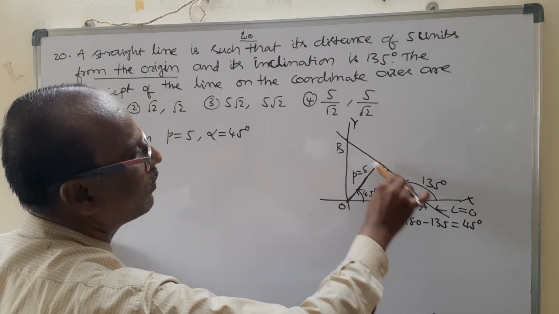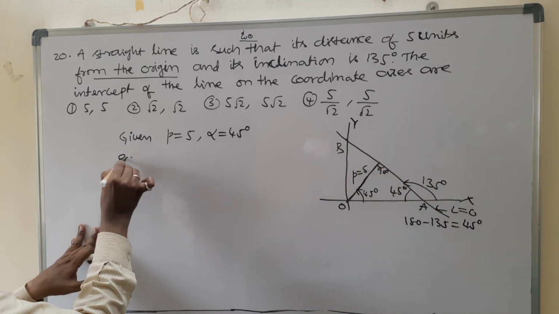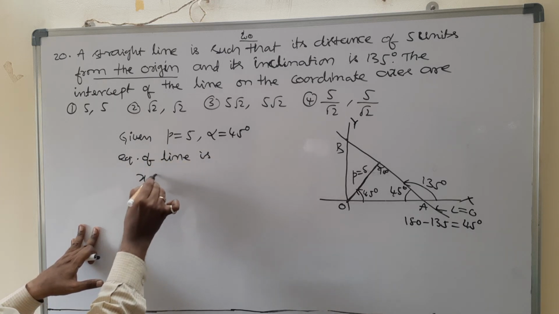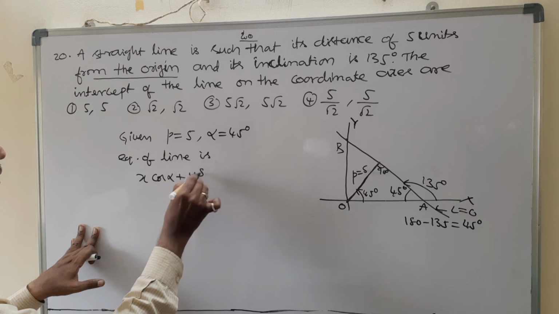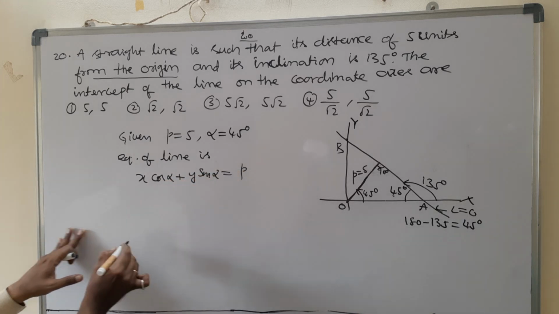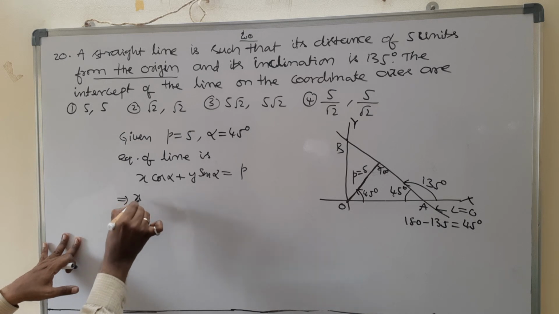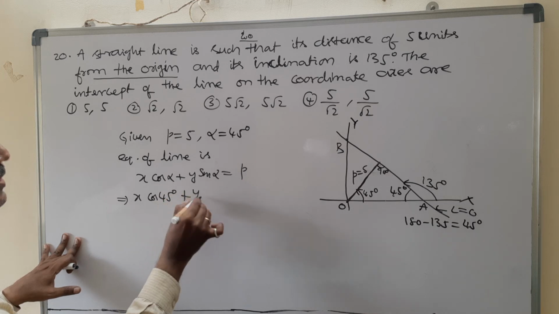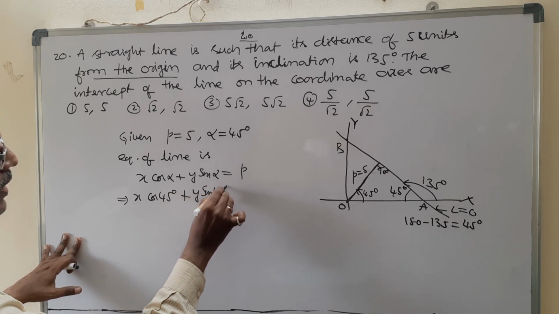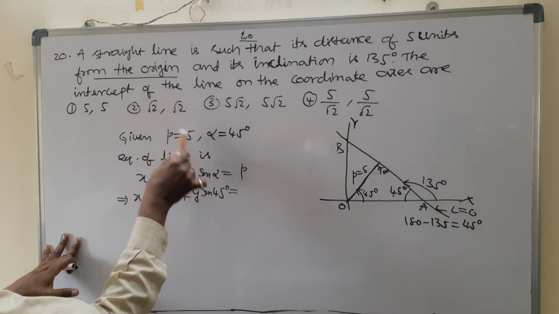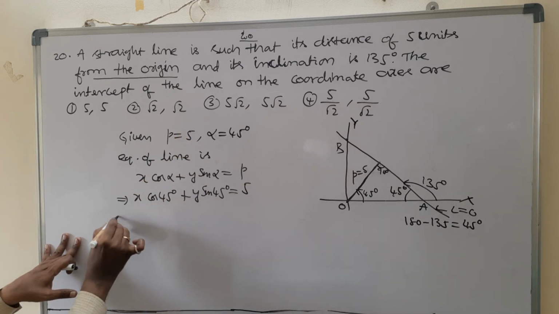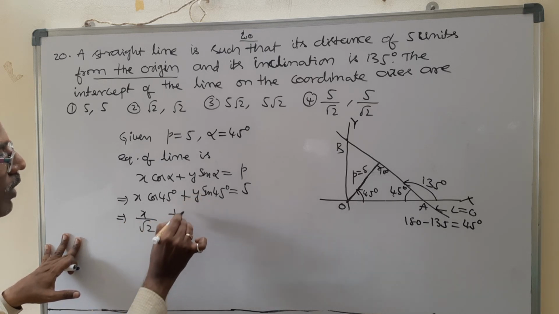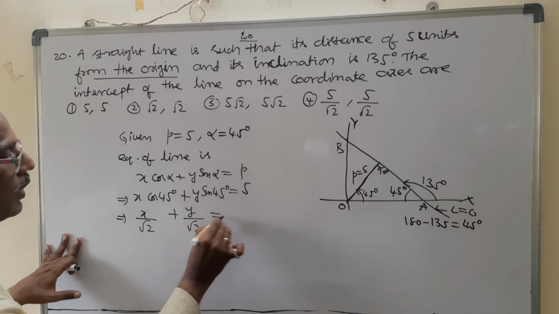This condition uses the equation of a line in normal form. The equation of the line is x cos alpha plus y sin alpha equal to P. So x cos 45 degrees plus y sin 45 degrees, and the P value is 5. Cos 45 degrees is 1 by root 2, that means x by root 2. Sin 45 degrees is also 1 by root 2, y by root 2 is equal to 5.